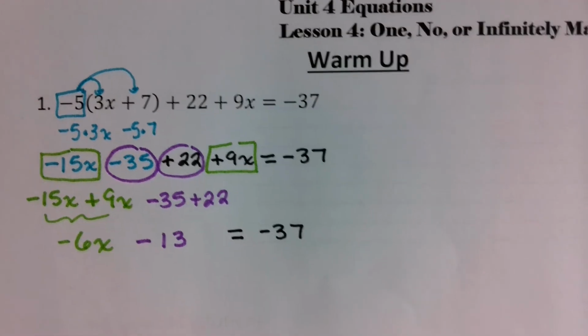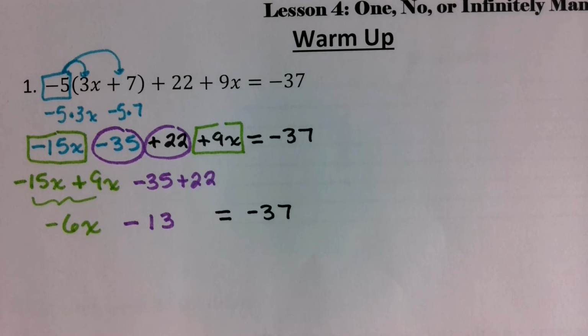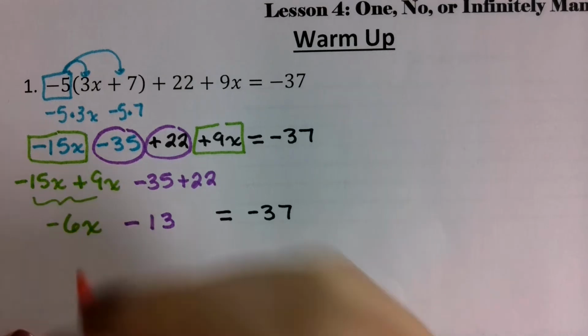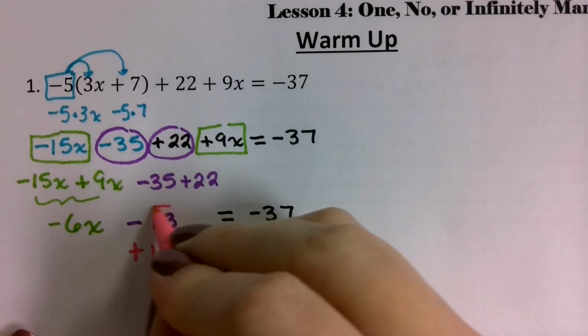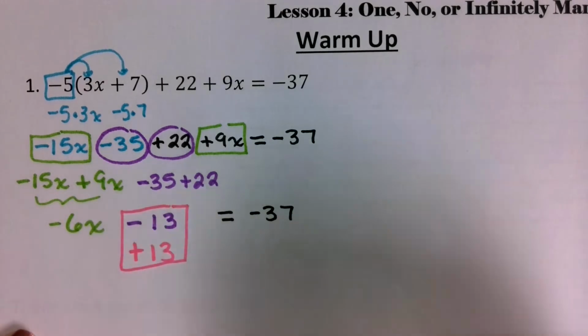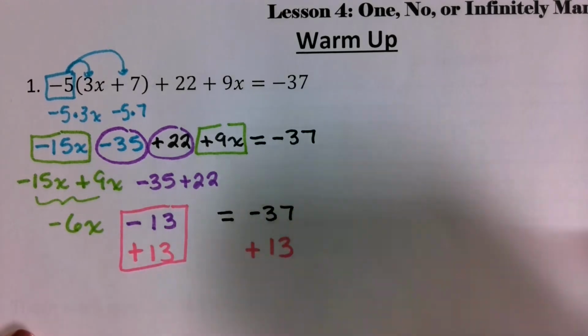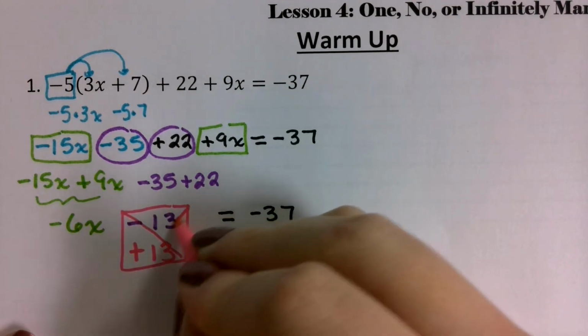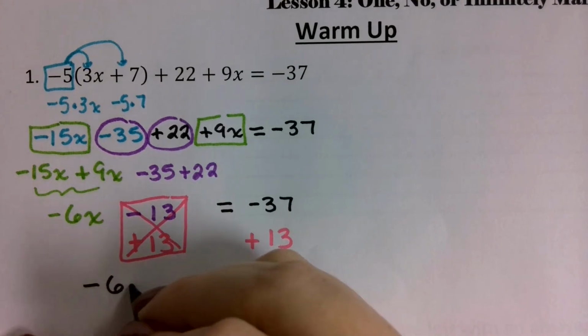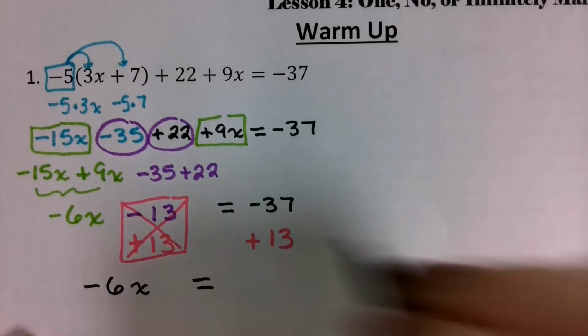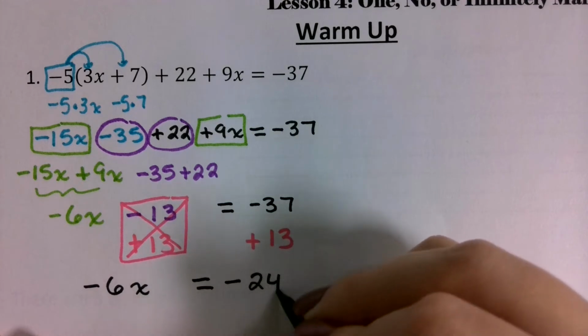Step 4 would be to what? What are we going to do from here? Yo-chan? Add 13. We're going to add 13 to both sides. We identify the constant, and in this case, the constant is that negative 13. And we're going to do the inverse of it, which is to add a 13. That way we can go ahead and cancel the 13s out on this side. We're still left with a negative 6x is equal now to a negative 24.